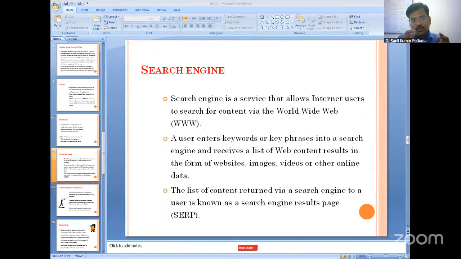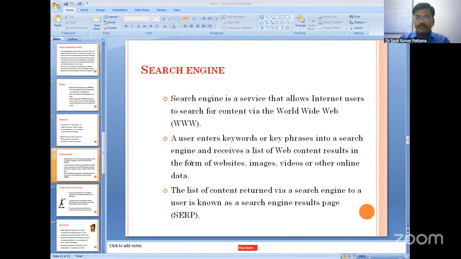You type one word or two words, and you will get the results which are stored in your computer. Like that, there is also a search engine for web pages, to search all websites and web pages, and it gives you back the results. N number of results we have.